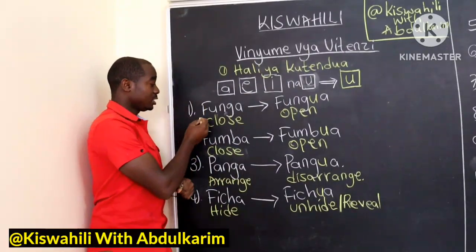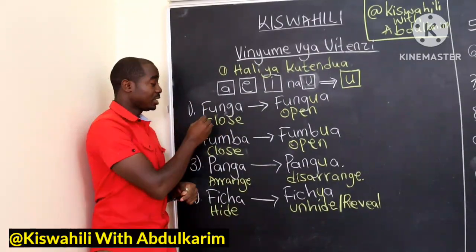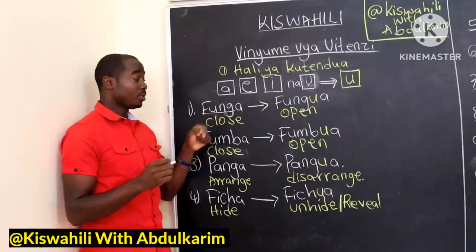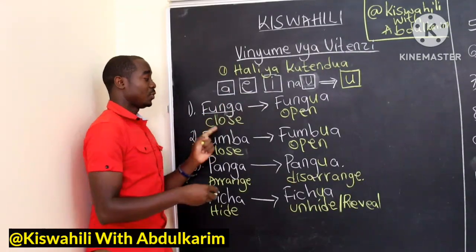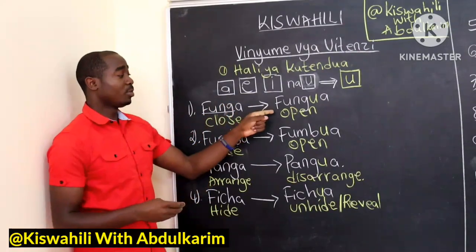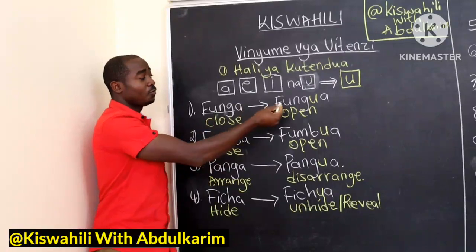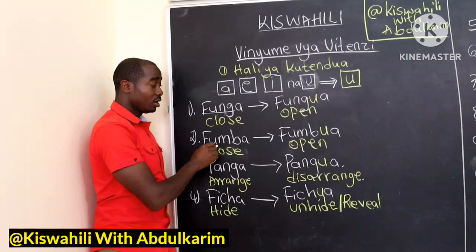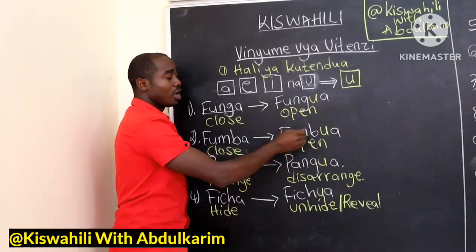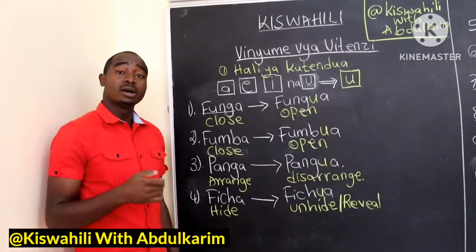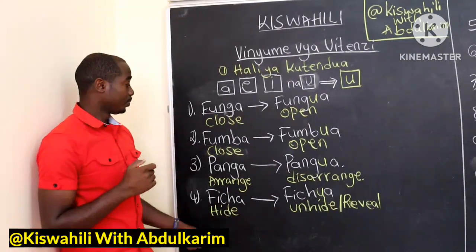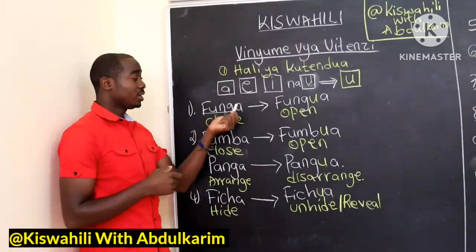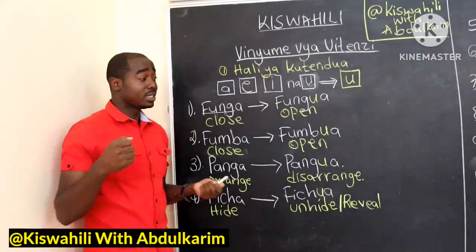So for this case, funga, the root for this verb is fung. You see, this is the root for this verb. So it has this U already. So we just have to put U here. It becomes fungua. Funga, fungua. Nambari ya pili, fumba, fumbua. Fumba, fumbua. Close, open. So this funga is normal. We understand this funga, close something, open.